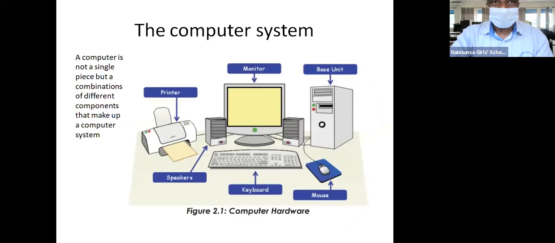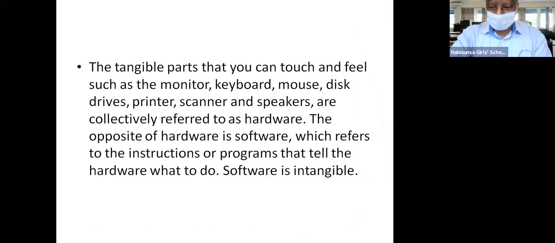Okay, so having looked at this, we are now going to define what hardware is. We said the tangible parts that you can touch and feel, such as the monitor, keyboard, mouse, disk drives, printer, scanner, speakers, are collectively referred to as hardware. The opposite of hardware is software, which refers to the instructions or programs that tell the hardware what to do.